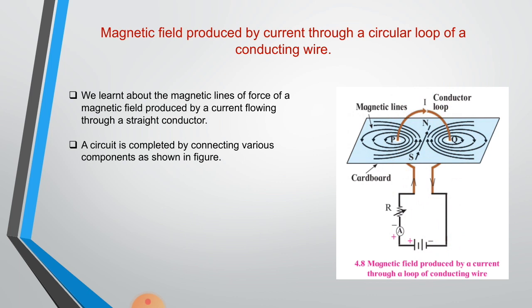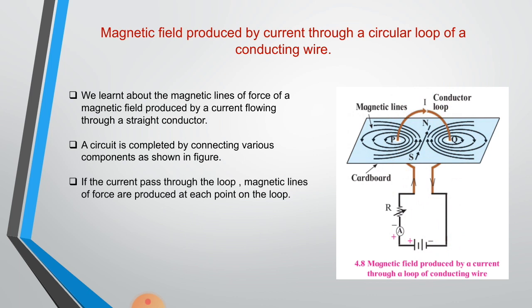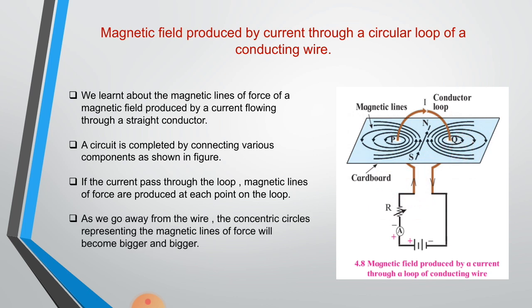Yes, so if the current passes through the loop, magnetic lines of force are produced at each point on the loop. Yes, जब current loop में pass हो जाएगा तब magnetic lines of force are produced at each point on the loop. Yes, as we go away from the wire, जब हम वायर से बहुत दूर जाएंगे तब क्या होगा, the concentric circle representing the magnetic lines of force will become bigger and bigger.